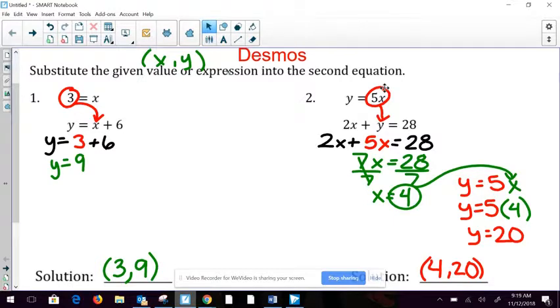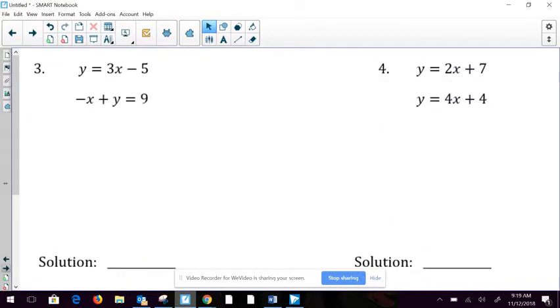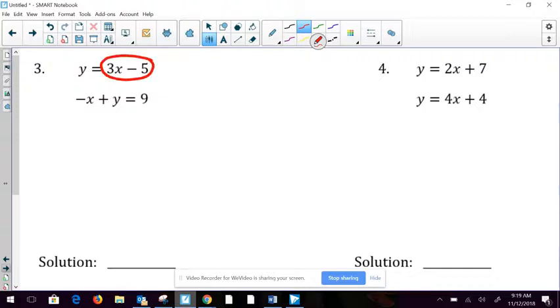Let's go ahead and try another one. So for number 3, I have y is equal to 3x minus 5, and my second equation is negative x plus y is equal to 9. So y is equal to this entire thing right here. So what I'm going to do is put it in place of y right here. So I'm going to rewrite my negative x plus.